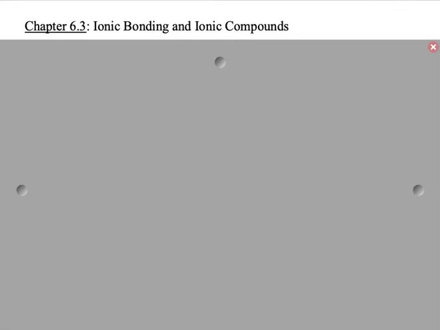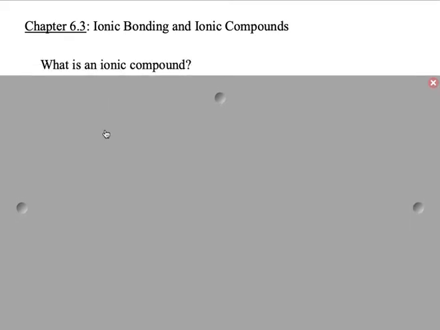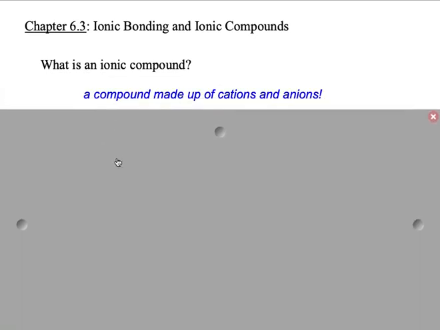In this video, I'd like to talk about ionic bonding and metallic bonding as covered in chapters 6.3 and 6.4 in your textbook. Let's begin with ionic bonding. What is an ionic compound? Well, as the name implies, it is a compound made up of cations and anions.